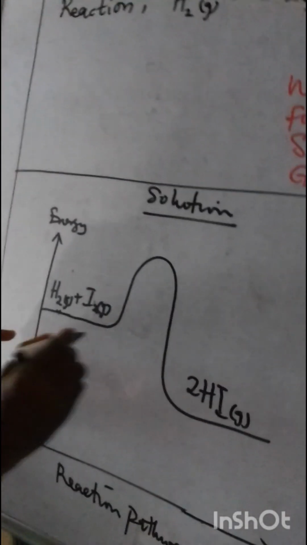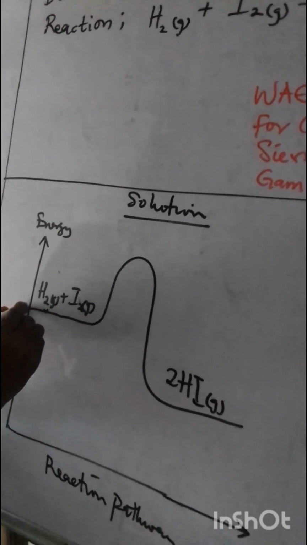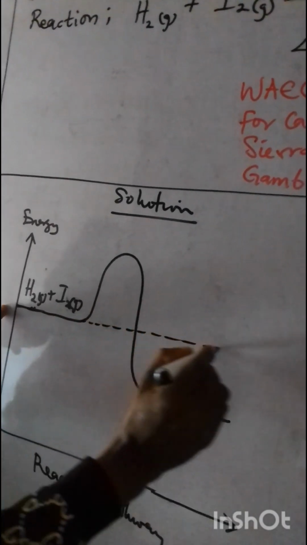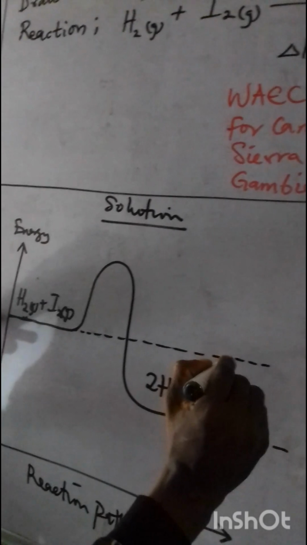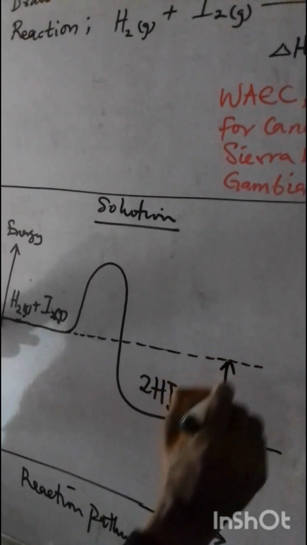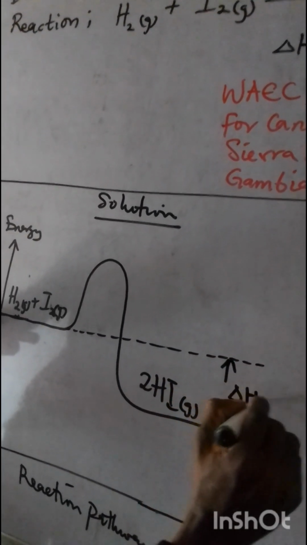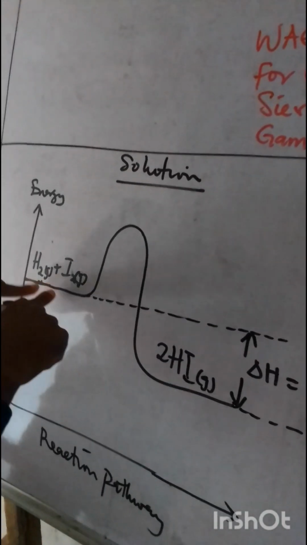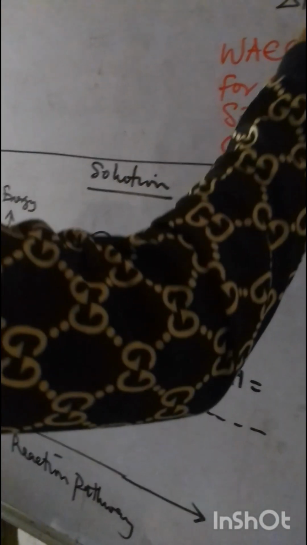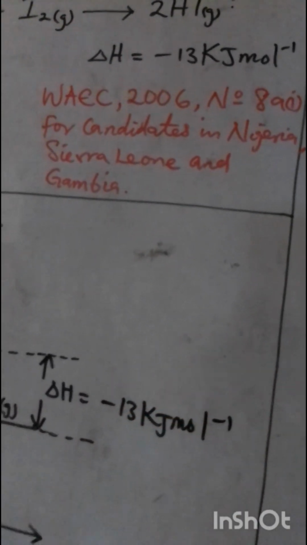Now, the difference in enthalpies is gotten here. This level is the enthalpy of the reactant. The difference in enthalpy gives you enthalpy of the product, which is smaller, minus enthalpy of the reactant, which is greater. And that's why we have negative. So you represent what is given in the question. So change in enthalpy will be minus 13 kilojoules per mole.